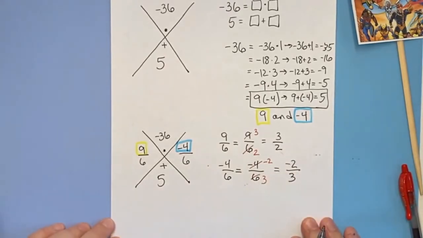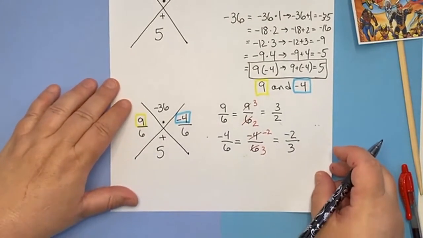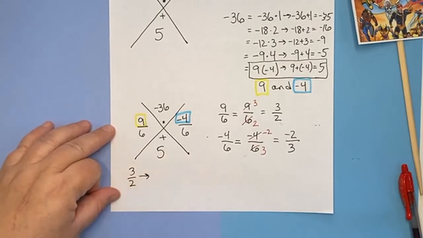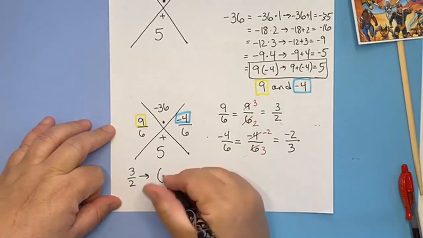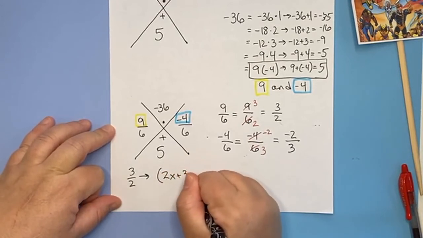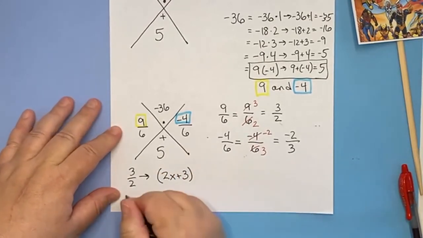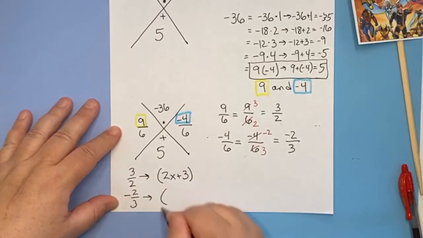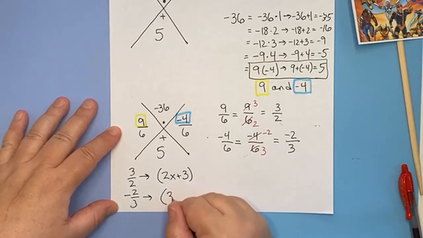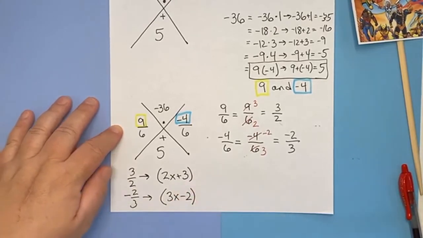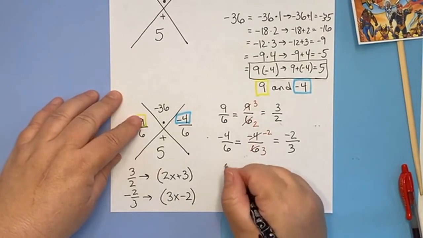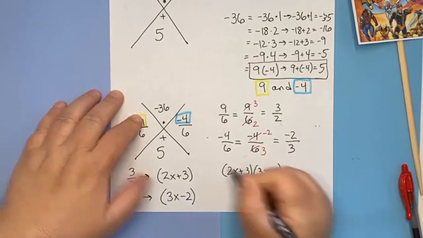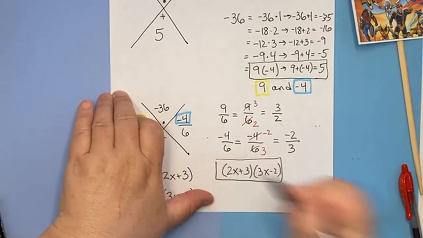Okay, so last step. I'm going to take my 3 over 2. I'm going to remember that it's bottoms up. The first number is the one that's on the bottom. I get 2x plus 3. And I'm going to take my second fraction, negative 2/3, and that's going to become, again, bottoms up. Start with the bottom number, 3x minus 2. And then that's my answer, 2x plus 3, 3x minus 2. Woohoo! That's my polynomial factored.